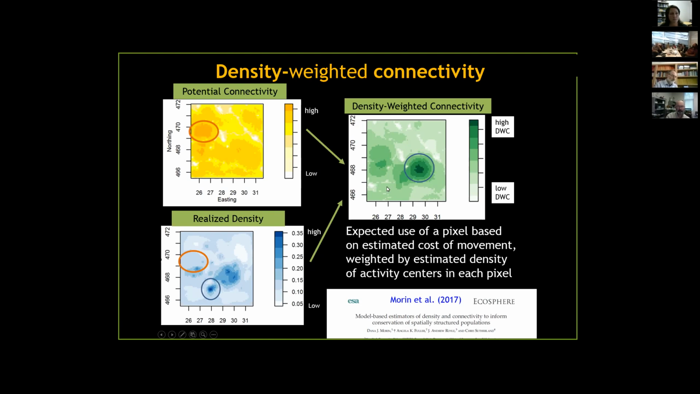of density-weighted connectivity. And we described density-weighted connectivity in this paper that came out in Ecosphere, Morin et al. earlier this year. So this density-weighted connectivity is a great parameter because it represents really what we're interested in. It's a biologically based model for two of the critical processes that are required for the conservation of spatially structured populations, that is landscape connectivity and density. And it's all rolled into one, and it's estimated from empirical observation data. So obviously, this can be hugely informative about landscape planning and corridor design for conservation of wildlife populations that are threatened by things like habitat loss or fragmentation.